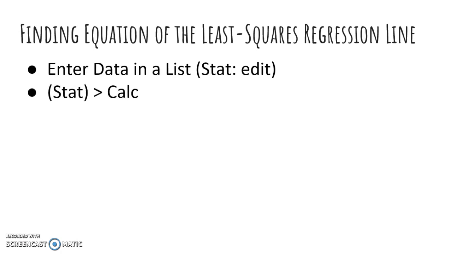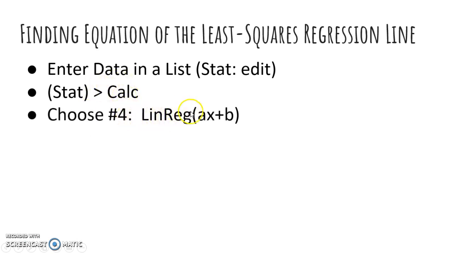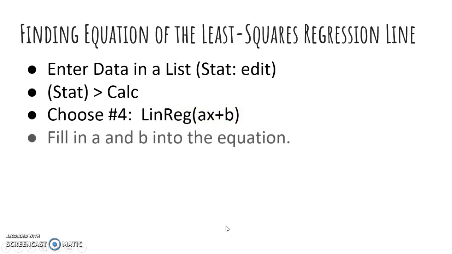Once you've entered the data, you hit Stat, you arrow right to Calc. Choose number 4, LinReg(ax+b). You can also choose number 8, LinReg(a+bx), but I like to choose number 4 because it puts it in slope-intercept form, which is what we're used to dealing with.